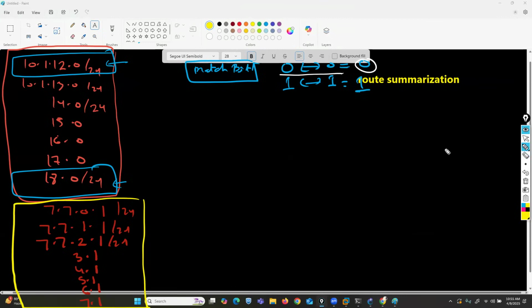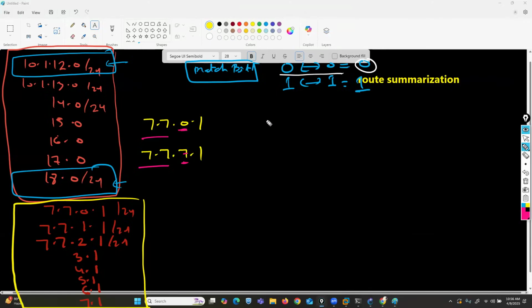So the first network is 7.7.0.1. The last network is 7.7.7.1. Now these two octets are fixed. Now we can see here we have changes in the third octet.